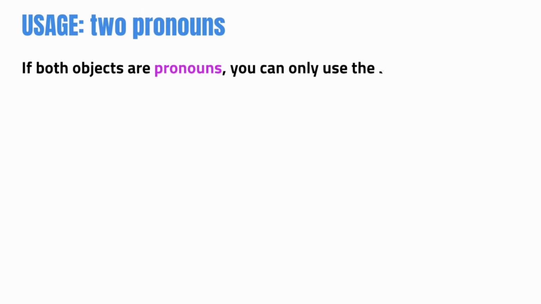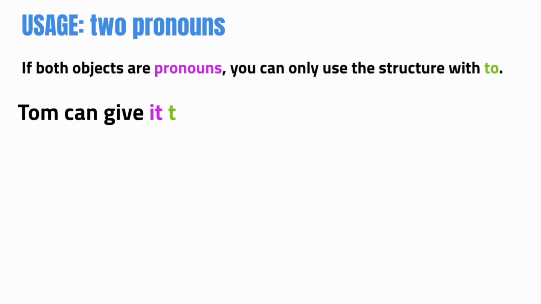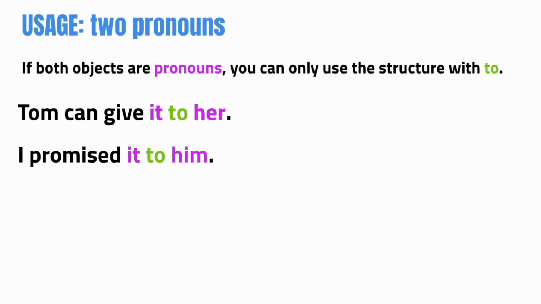Now, what about if there are two pronouns? If both objects are pronouns, you can only use the structure with to. Here are the examples. Tom gave it to her. It and her are two pronouns. I promised it to him. In this case, you need the to. "She gave it her" sounds terrible and is wrong. She gave it to her.